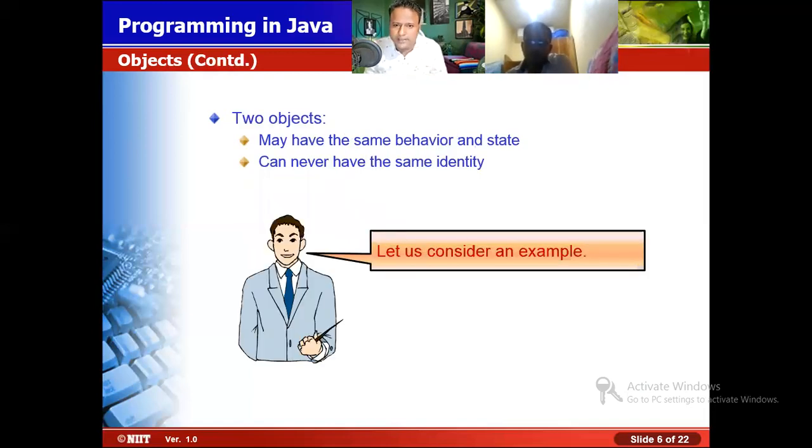Two objects can have the same behavior and state, but can never have the same identity.